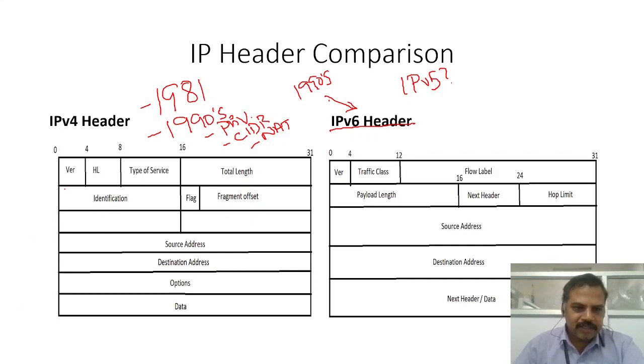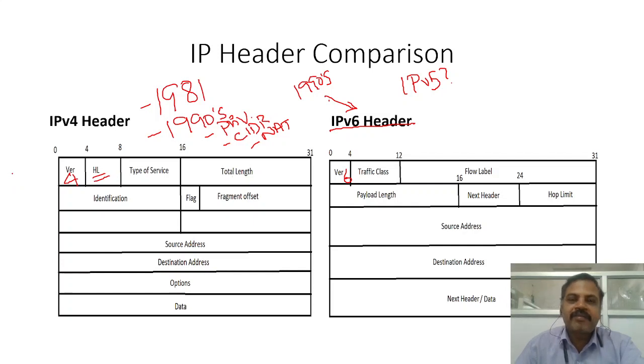In both IPv4 and IPv6, the first field is version. In IPv4, the version number is 4, represented as a 4-bit binary number. In the same way, in IPv6 we have the value 6, since it is IP version 6, represented as a 4-bit binary number. In IPv4, the next field is HL, header length. We have to specify the header length in IPv4 because the header length is variable.